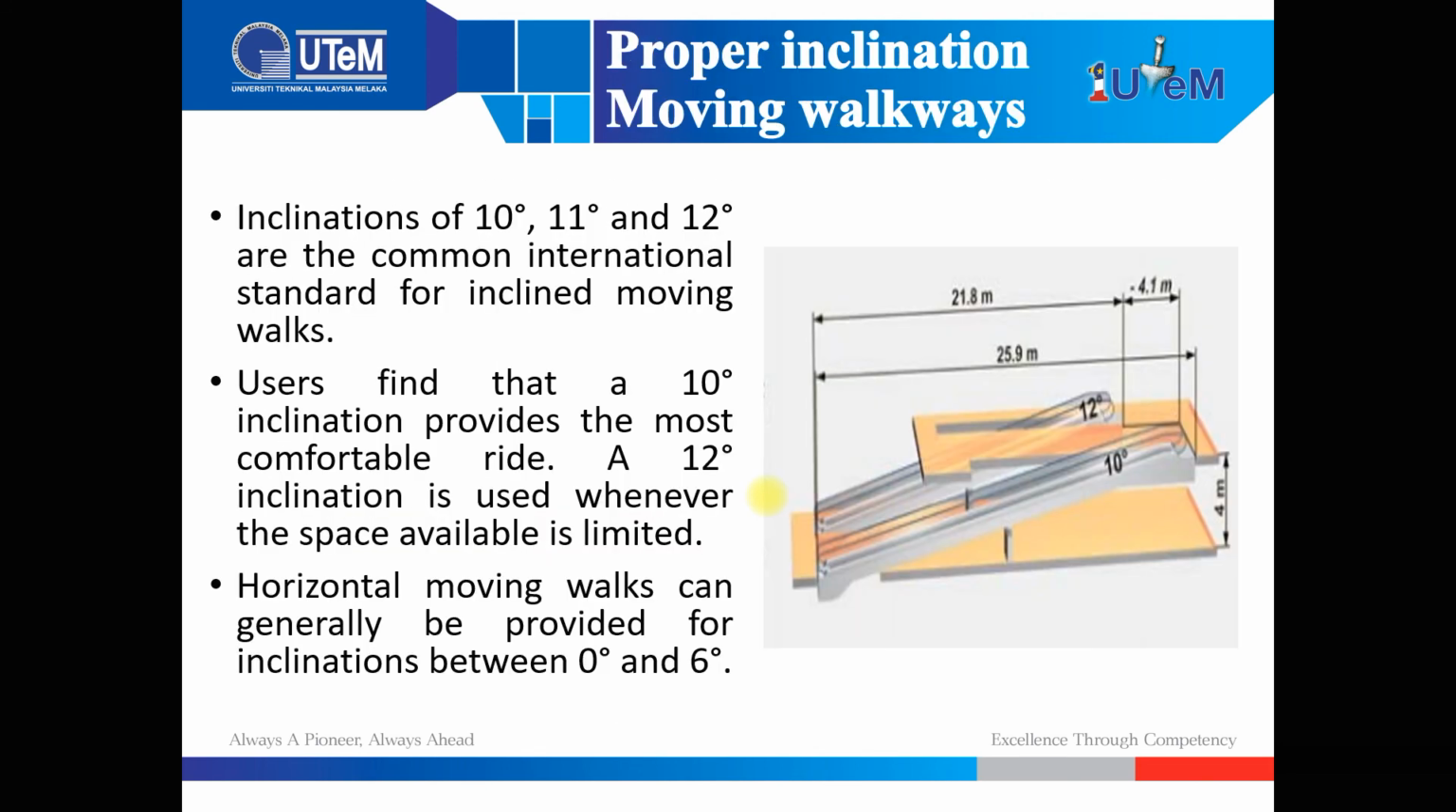So inclination of 10 degree up to 12 degree are the common international standard for inclined moving walk. Users find that 10 degree inclination provides the most comfortable ride. 12 degree inclination is used whenever the space available is limited. Okay, I think for in Mydin, I think the inclination is about 12 degree. Okay, saya rasa lah 12 degree. Horizontal moving walks can generally be provided for inclination between 0 to up to 6 degree lah untuk horizontal moving.